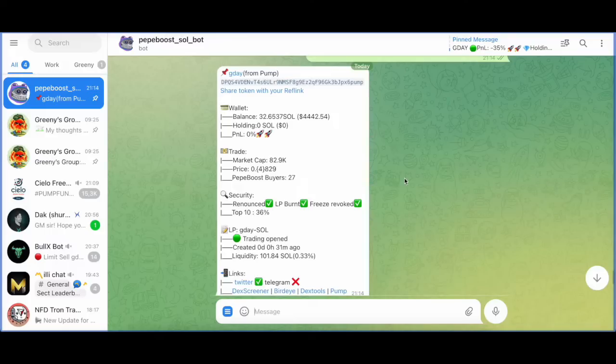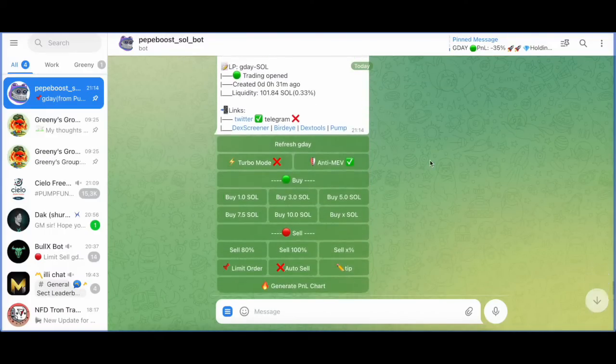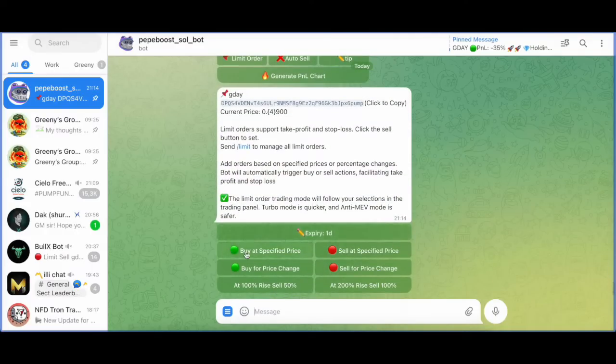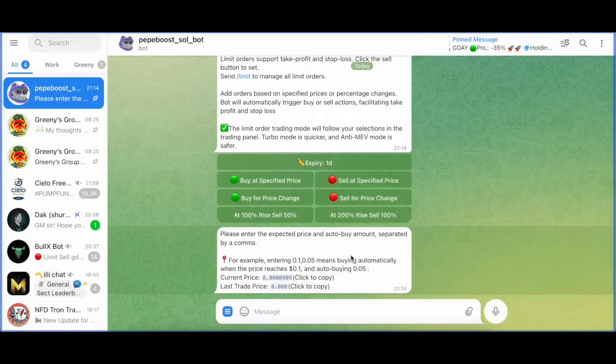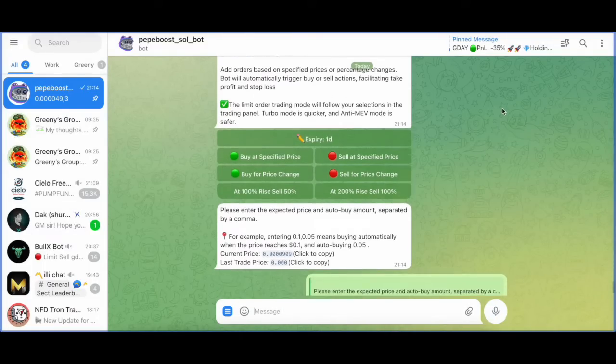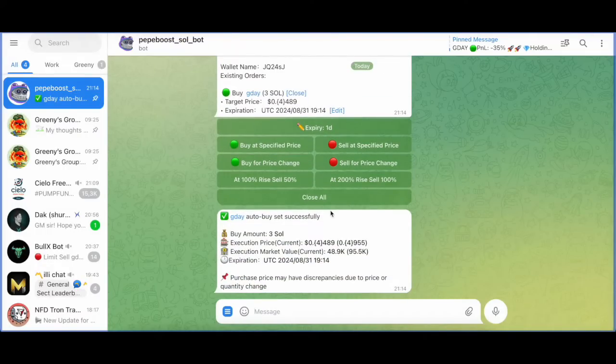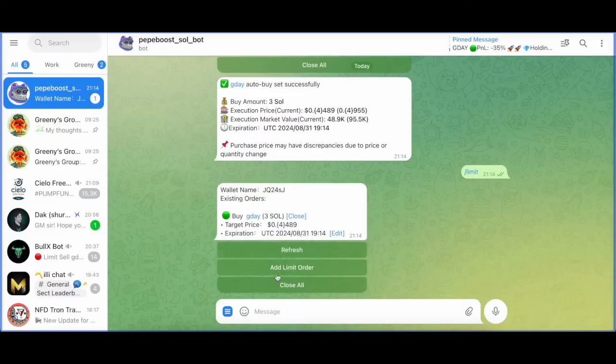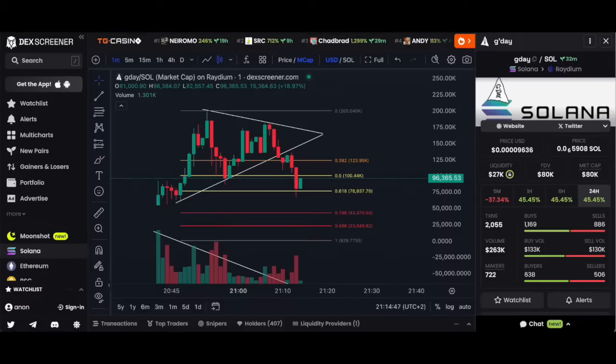So I come to Pepe Boost. I've just pasted the contract in there. I come to limit order over on the side here. Buy at a specific price. So it was, if I just reply to this, 0.000049, and then I'll put like 3 SOL. And then bang, if that hits at any time in the next 24 hours, it expires, as you can see here. Oops, it expires in 24 hours. So if you do want to go back and cancel that, /limit, and you come in here and you can just cancel that, close all. So there's a bit of behind the scenes on what I like to do as well, if we do hit those levels.